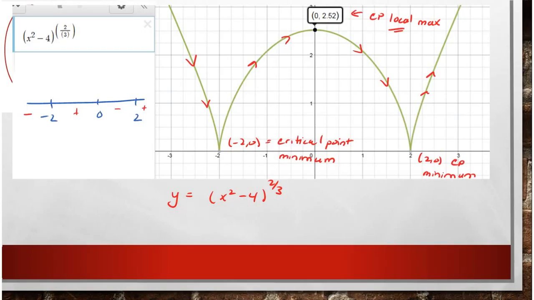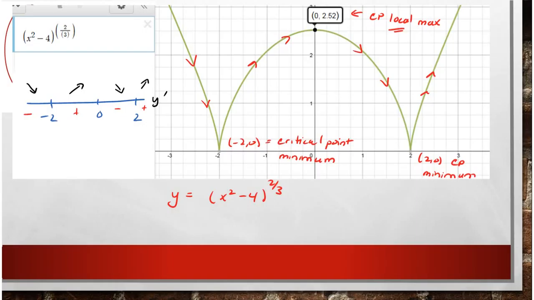So I can draw you my slope chart. Look how effortless it is by looking at the graph. Slope chart. Decreasing before minus 2. Increasing after, between minus 2 and 0. Decreasing between 0 and 2 and increasing after. I can see it. And so I've just drawn the shape of the graph using the slope chart.